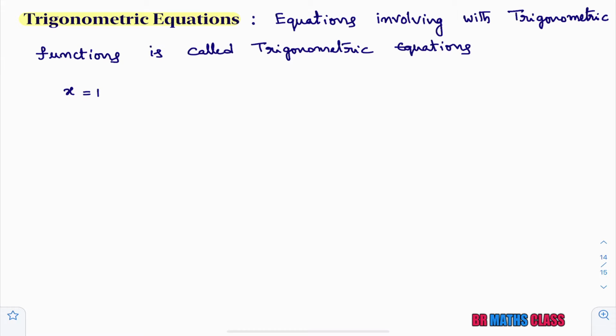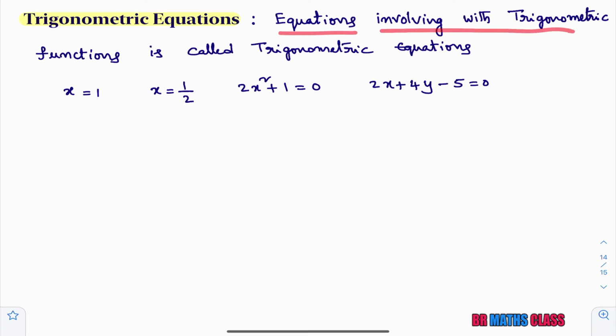For example, x equal to 1. What is this? It is an equation involving the algebraic variable x. So x equal to 1 is an algebraic equation. x equal to 1 by 2. 2x square plus 1 equal to 0. 2x plus 4y minus 5 equal to 0. These are algebraic equations with algebraic variables. So whatever I have written here, these are all algebraic equations.